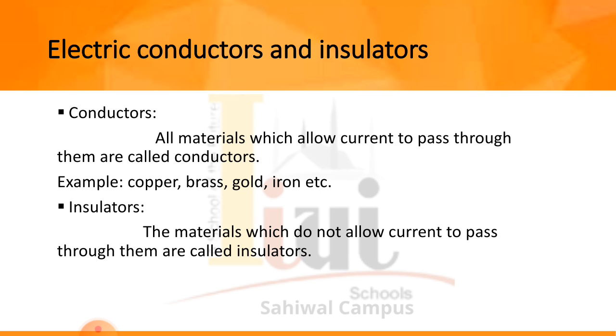Insulators. The materials which do not allow current to pass through them are called insulators. So the kind of material that does not allow an electric current to pass through it is known as an insulator. The examples are wood, plastic, rubber, etc.